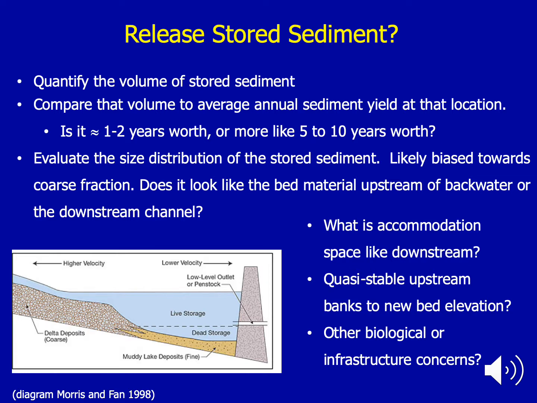Are there other biological concerns? If the whole upstream channel has adjusted to the sediment deposition, am I going to create unstable banks upstream? And also the size distribution. Culverts often act as really inefficient dams. Here's a schematic of what a delta deposit looks like behind a dam, where you have your bottom set beds of really fine sediment, a foreset bed of coarser sediment, and then upstream on your top set bed tends to be really the coarsest fraction of the load.